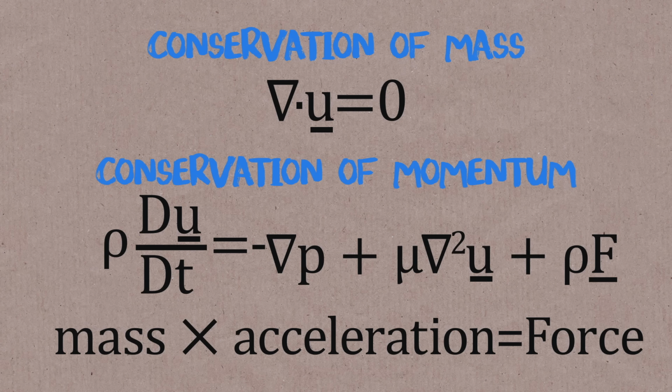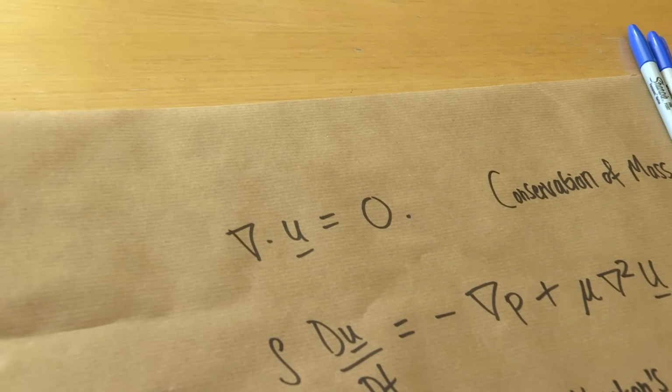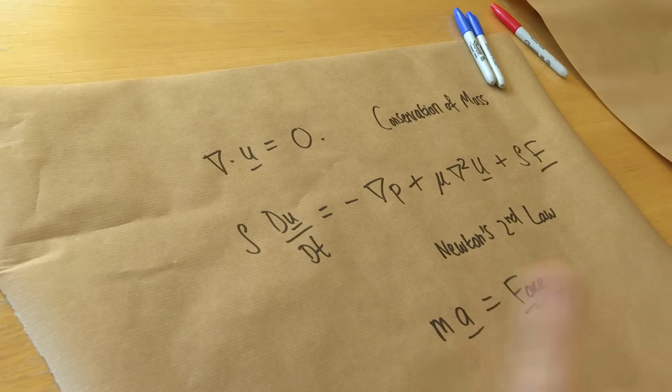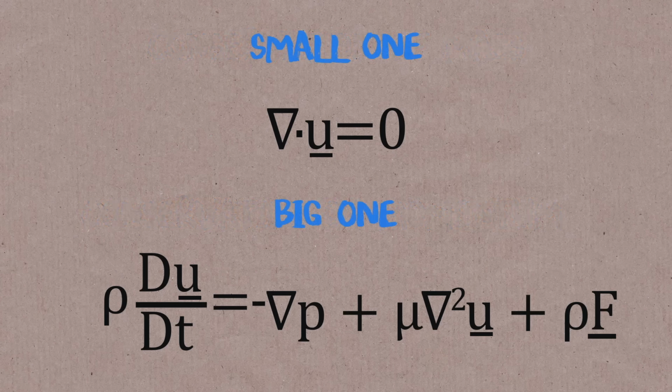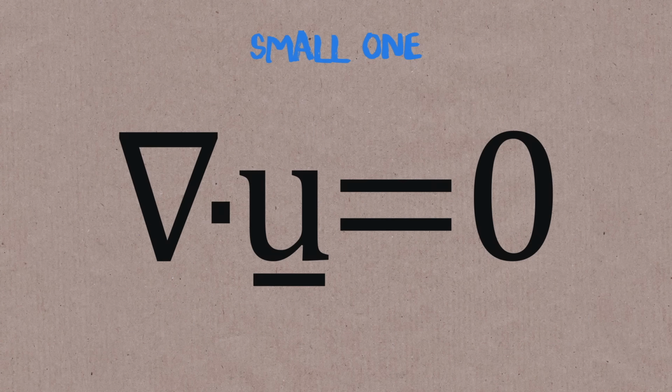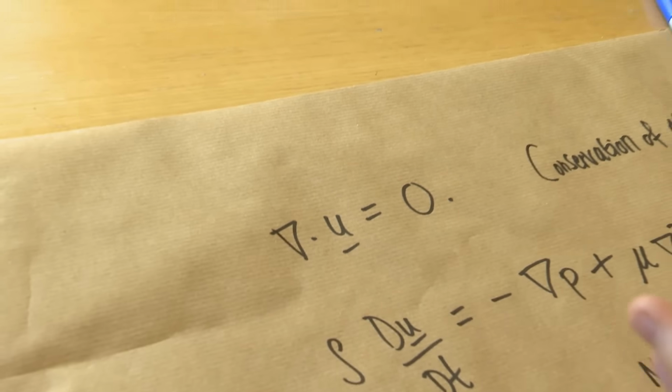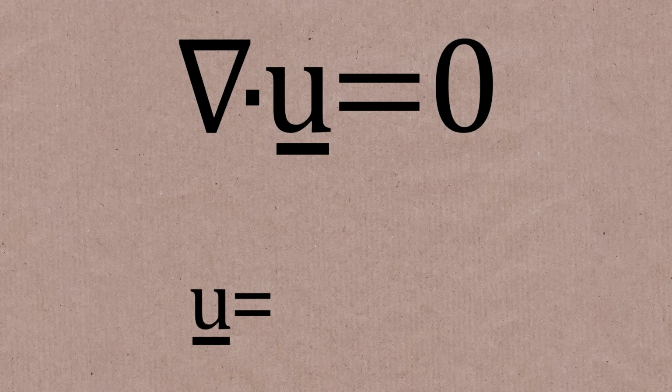The top one tends to be the mass equation, conservation of mass, or the incompressibility equation. And the second one is the momentum equation, or the small one and the big one. I quite like that. Let's start with the little one. So u here, this is our velocity. So this is just speed with a direction. It's a vector. You might say u is equal to uvw.